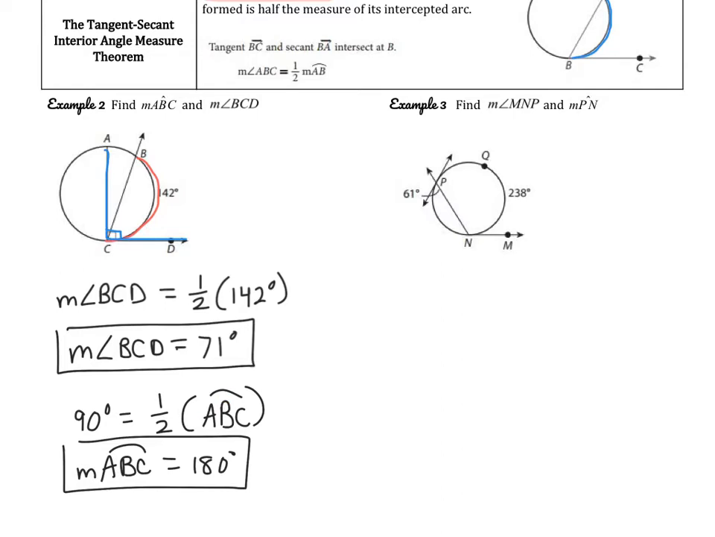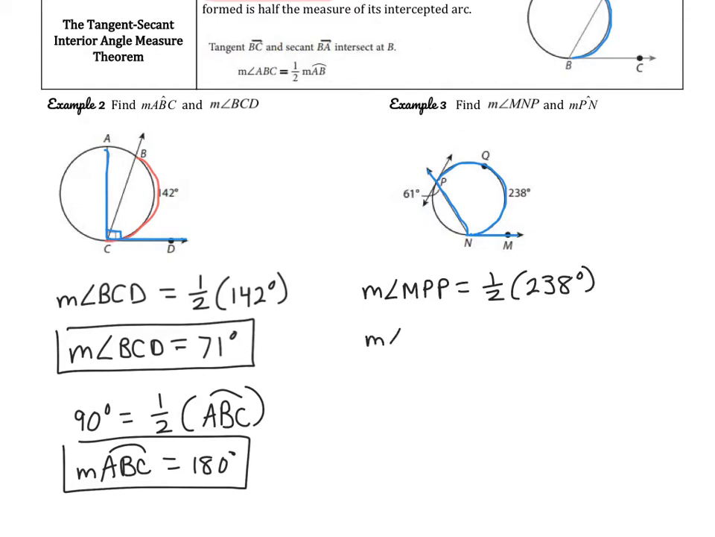All right, let's have a look at example 3. First we are asked to find the measure of angle MPN and then the measure of arc PN. Let's start by finding the angle. Here again we have a tangent and a secant, and we know that the intercepted arc, arc NQP, has a measure of 238 degrees. So we can use the theorem, and we know that the measure of the angle should be half the measure of the arc.